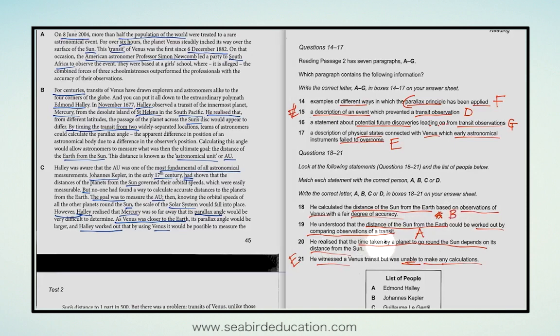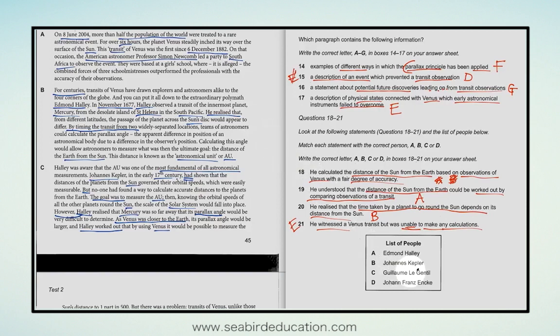He realized that the time taken by a planet to go around the Sun depends on its distance from the Sun. That's exactly what he did. Show the orbital speeds. Okay, that's B again, because B is Kepler showing the distances from. Yeah.